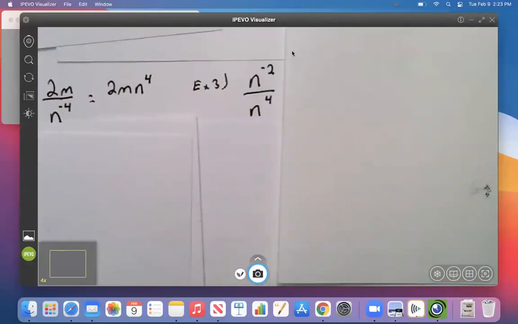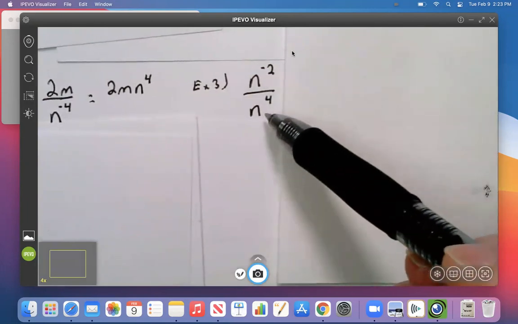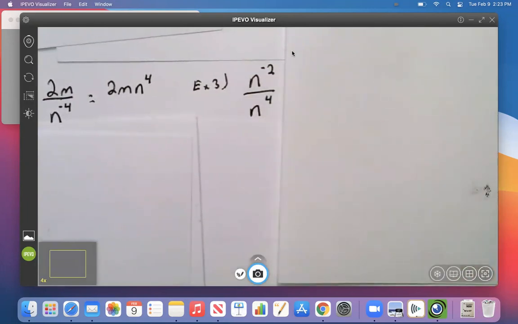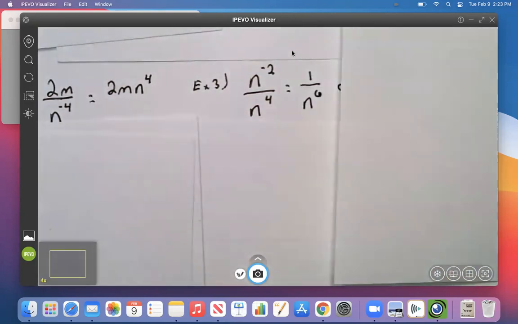Here I have n to the negative 2 power over n to the 4th. I have 4 n's on the bottom already, and I have 2 on the top that I need to move to the bottom. If I take those 2 n's up top and I move them to the bottom and add them to the 4 that's already there, I have a total of 6 n's. So just take your 2 n's up top, move them down to the bottom where they go, add them to the 4 that's already there. 2 plus 4 is 6.